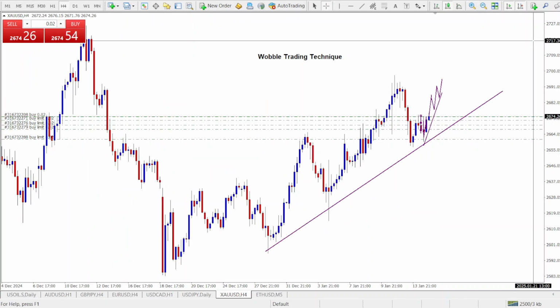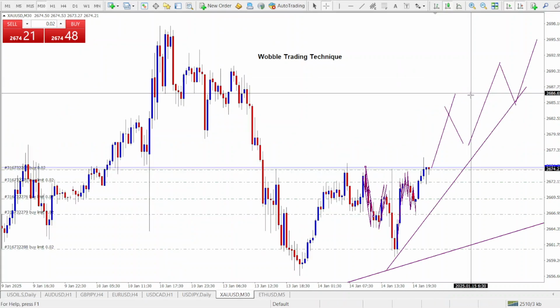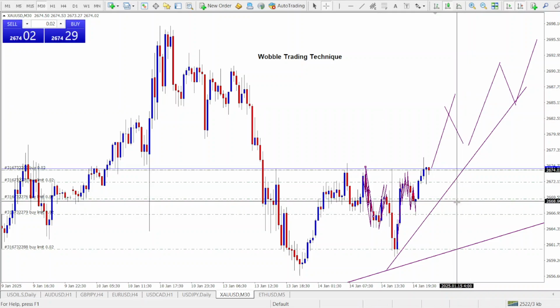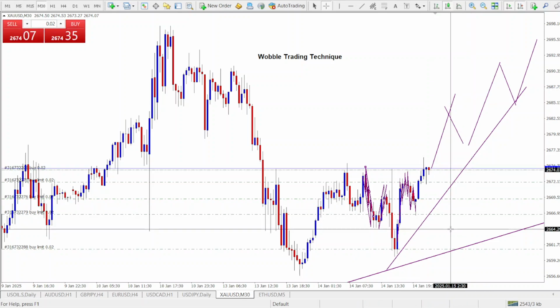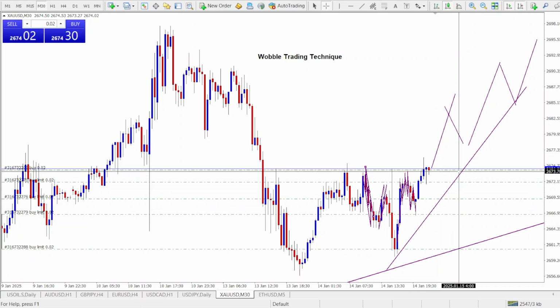Now let us talk about the benefits. Let's quickly talk about the benefits. First, this method, the Wobble trading technique, it reduces emotional trading. Since you are breaking up your trades, as you can see here, you won't feel the pressure of having all your capital tied up in one position. Second, it helps with risk management. Smaller trades mean smaller potential losses, giving you more breathing room to make calculated adjustments.